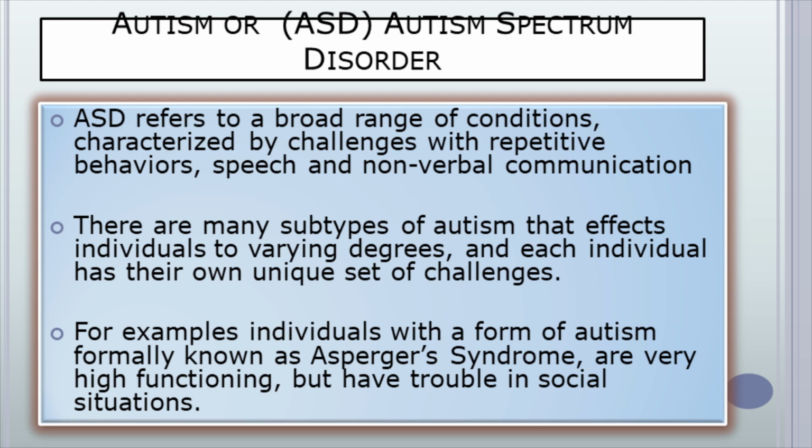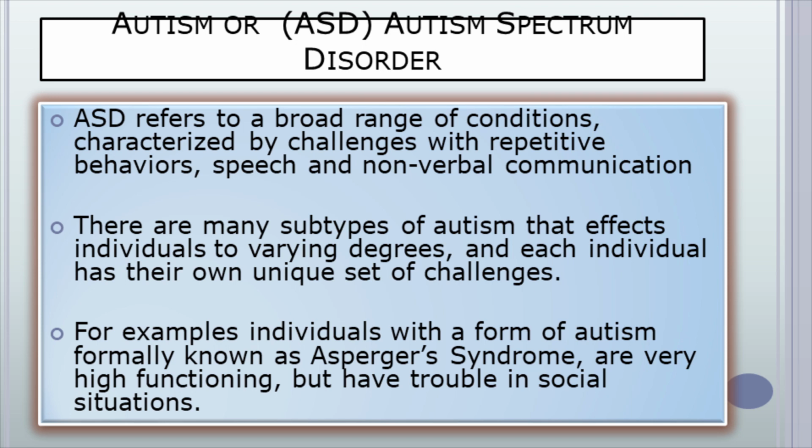So ASD refers to a broad range of conditions characterized by challenges with repetitive behaviors, speech, and nonverbal communication. There are many subtypes of autism that affect individuals to varying degrees, and each individual has their own unique set of challenges. So if you know one individual with autism, you just know that individual with autism. There are some characteristics that lead to the diagnosis, but you have to remember that each guest at Night to Shine is an individual with their own unique likes and dislikes and characteristics.